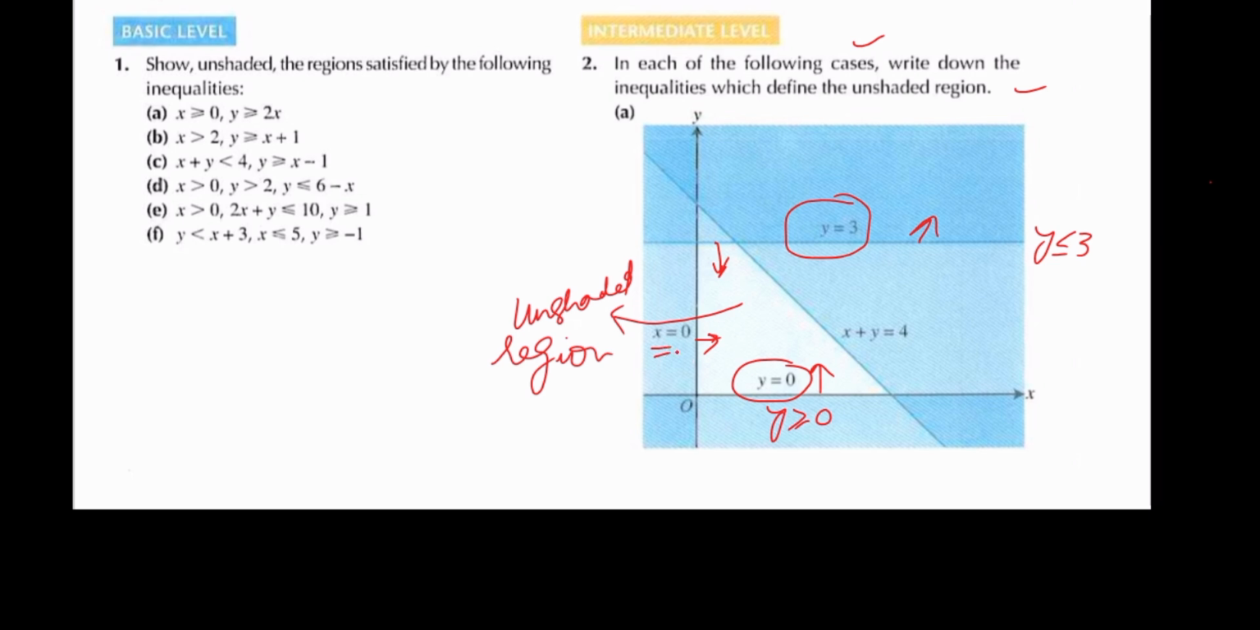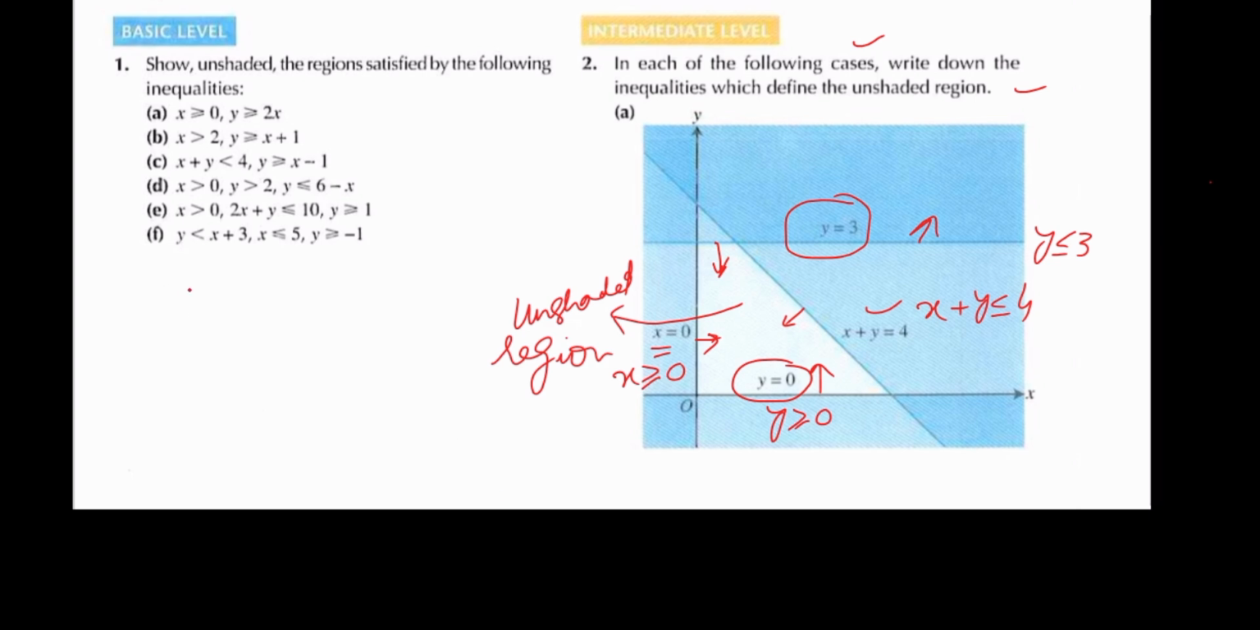So, the associated inequality in this case is x greater than or equal to 0 here. The last one, this inequality, x plus y is equal to 4. For this question, the unshaded region is below this line. So, the associated inequality is x plus y less than or equal to 4.